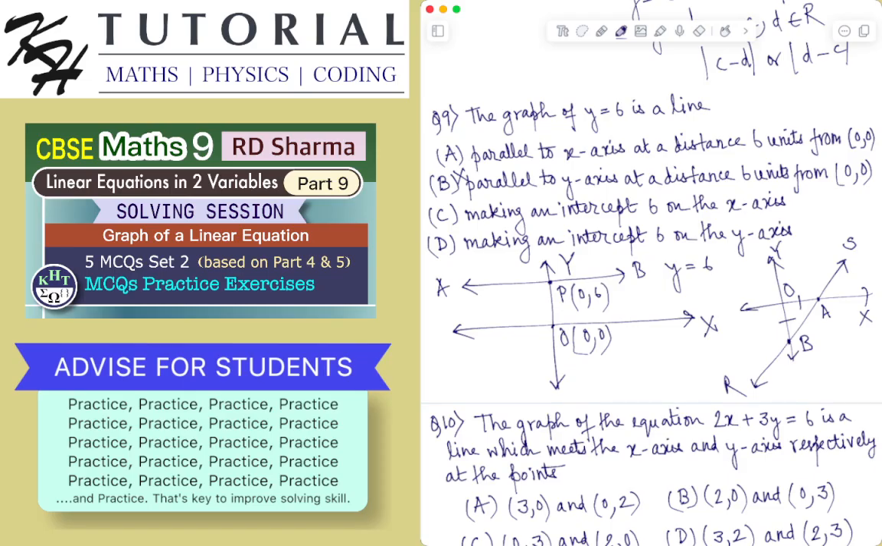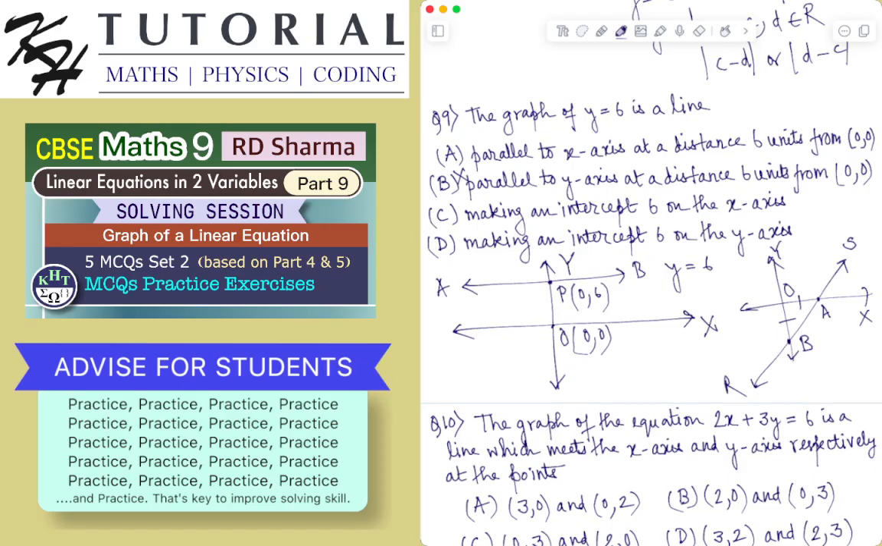I don't think so, because as far as my knowledge is concerned, if a line makes an intercept, then it will make an intercept with both the axes, with both the y-axis and x-axis. There cannot be a line which is making an intercept only with one of the coordinate axes, that is either x or y.